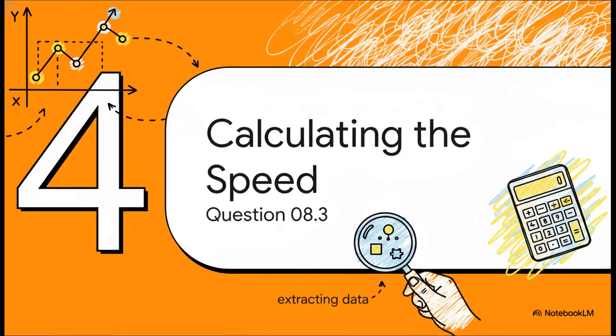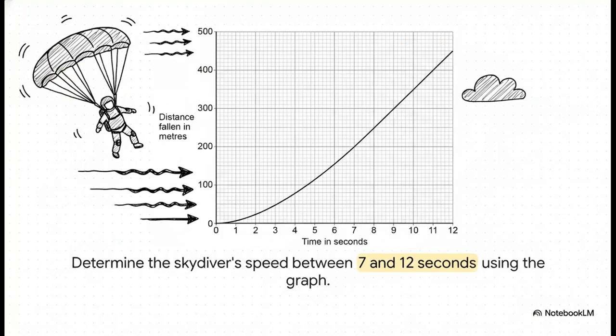Next up, a little bit of math. We're going to calculate the speed, and this is all about pulling the right numbers straight from that graph. Okay, the question asks for the speed between 7 and 12 seconds. Now, if you look really closely at the graph in that zone, what do you see? The line is perfectly straight, and a straight line on a distance-time graph means only one thing: constant speed. That's our big clue. The skydiver has hit terminal velocity.